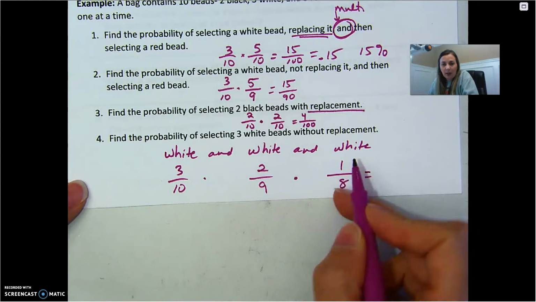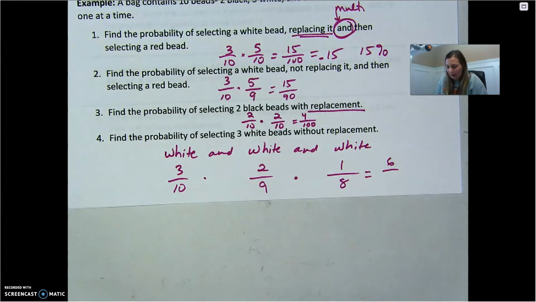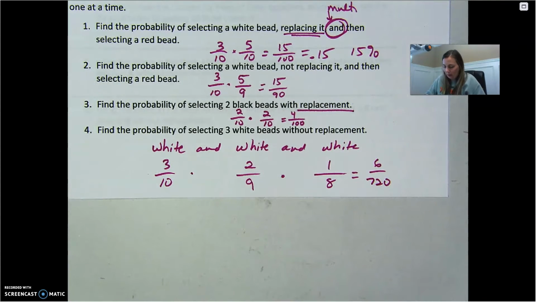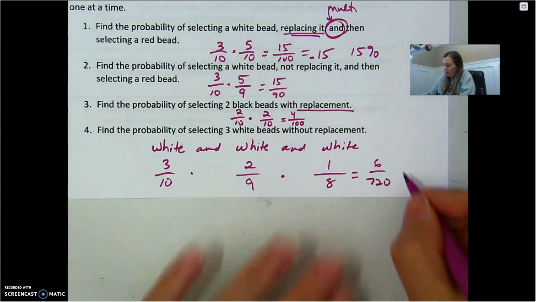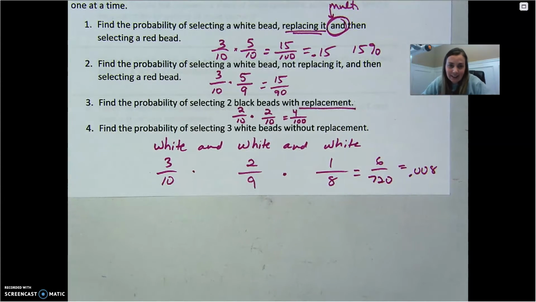3 times 2 times 1 is 6. And then down here in the denominator, 10 times 9 times 8 is 720. You can turn it into a decimal if you want. That decimal is 0.008, so it's highly unlikely. All right, the probability of getting 3 white beads in a row, highly unlikely. All right, let's look at the next page.